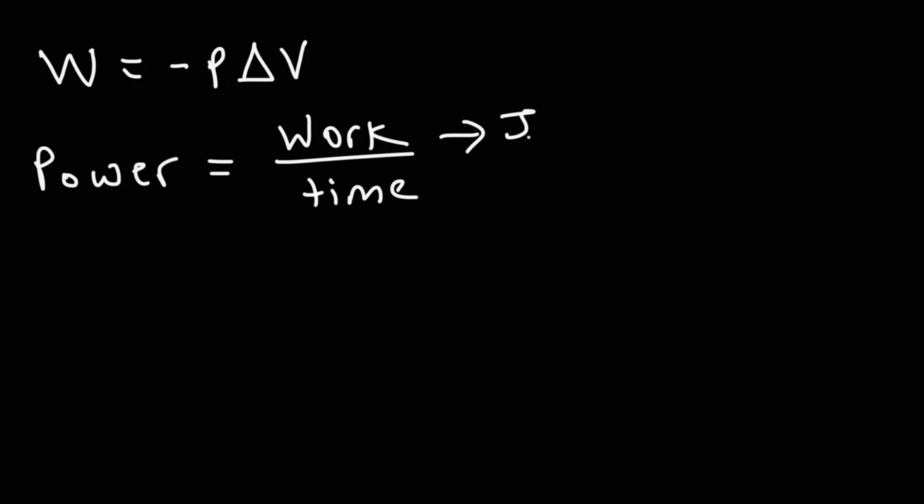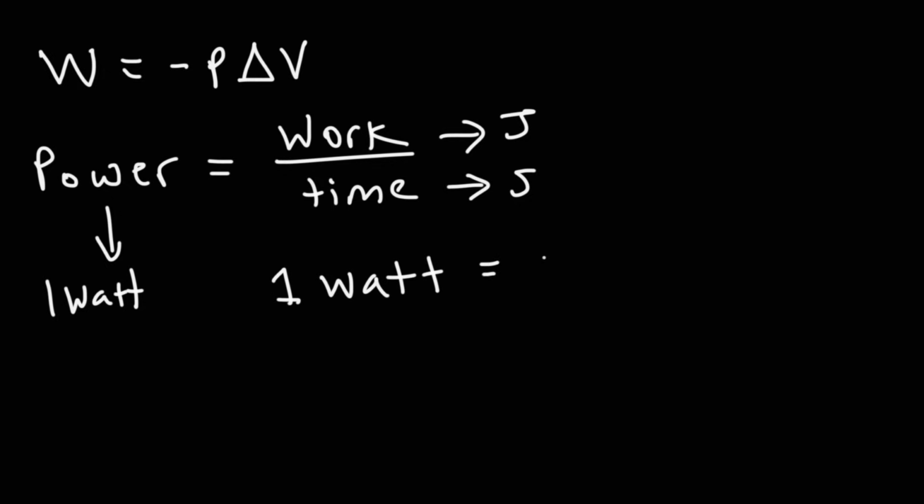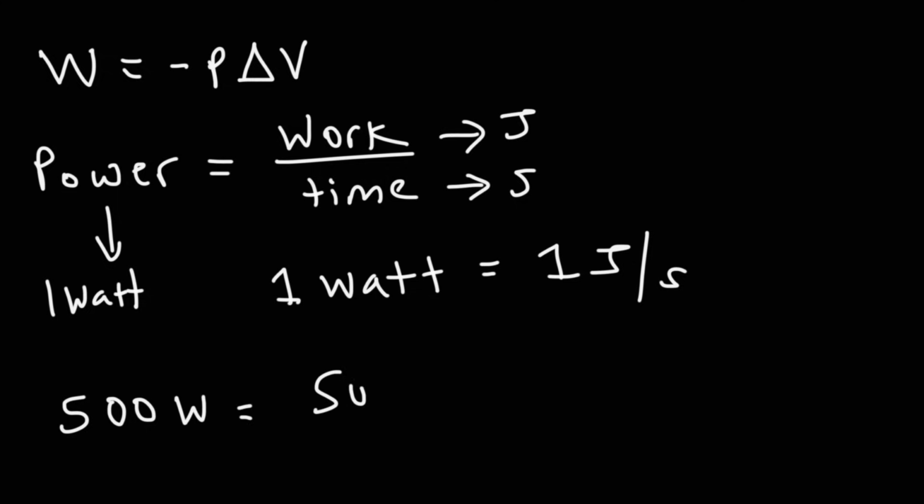Work, kinetic energy, potential energy, they're typically measured in units of joules. The standard unit of time is the second. The standard unit for power is the watt. So 1 watt represents 1 joule of energy being transferred every second. So if you have a 500 watt generator, that means it could transfer 500 joules of energy per second. Or it could transfer 5,000 joules of energy every 10 seconds. So that's the basic concept of power.